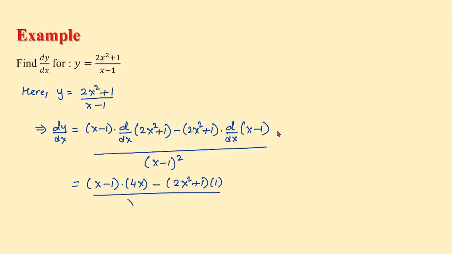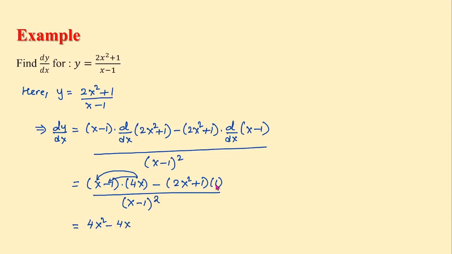Divided by (x minus 1) quantity squared. Now, if we simplify this further, in the numerator, we can distribute this 4x. 4x times x is 4x squared. And then 4x multiplied by negative 1, that's minus 4x.